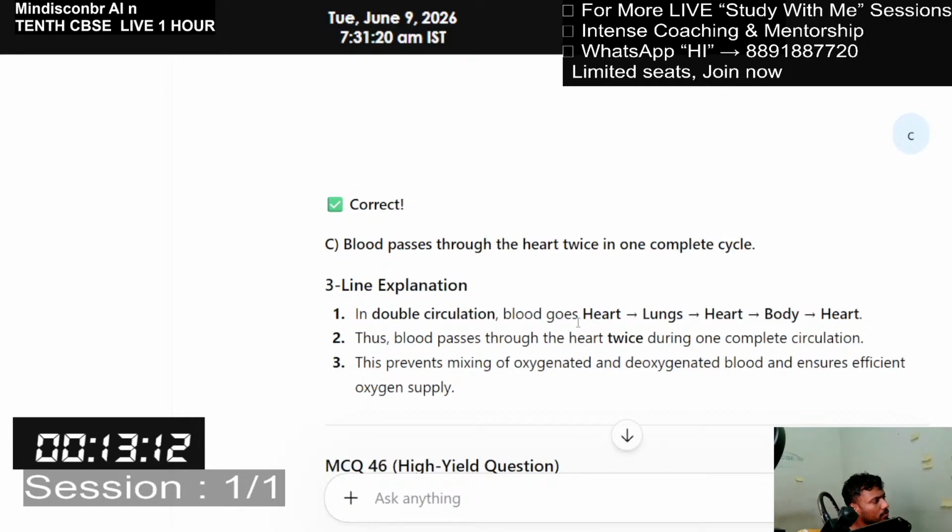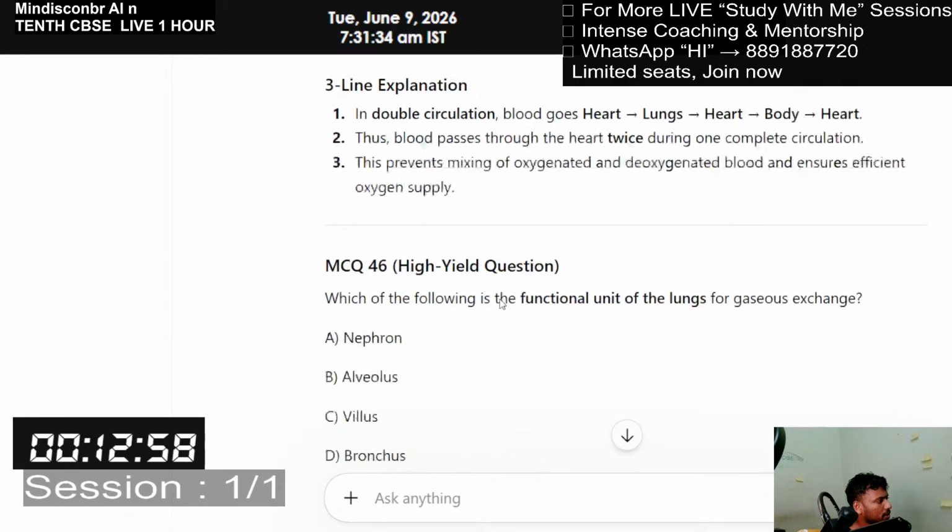In double circulation, blood goes through heart, lungs, heart, body, heart. Thus, blood passes through the heart twice during one complete circulation. This prevents mixing of oxygenated and deoxygenated blood and ensures efficient oxygen supply.